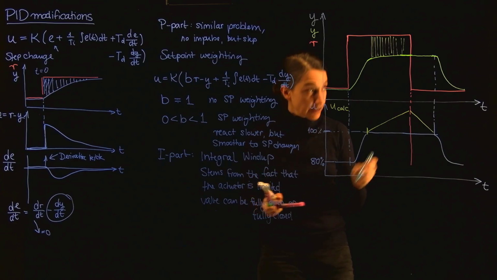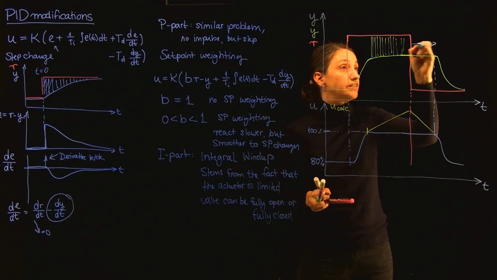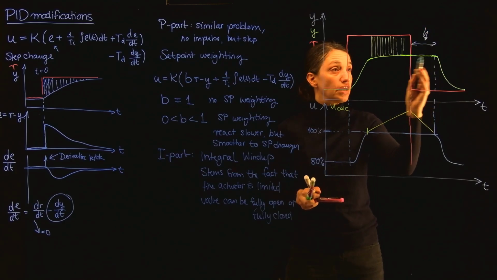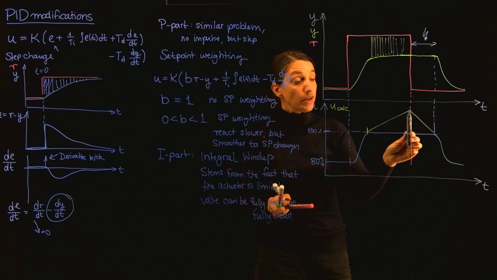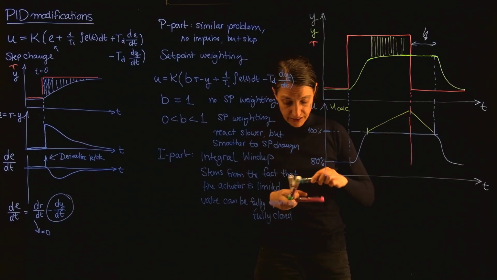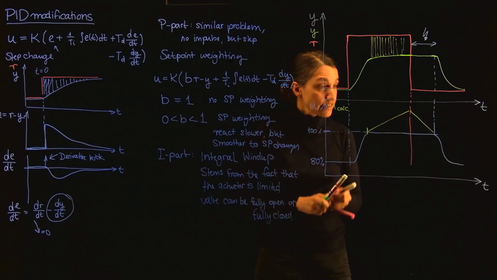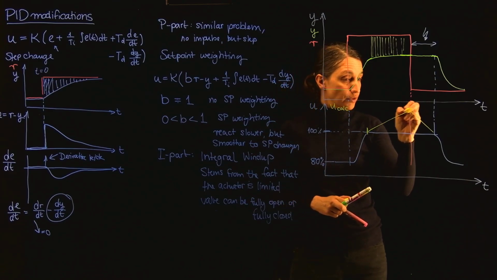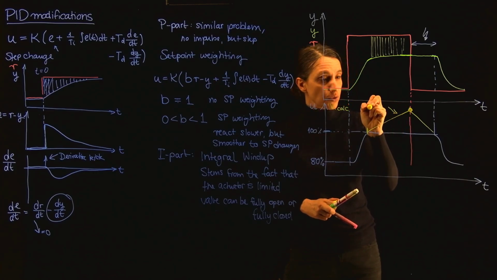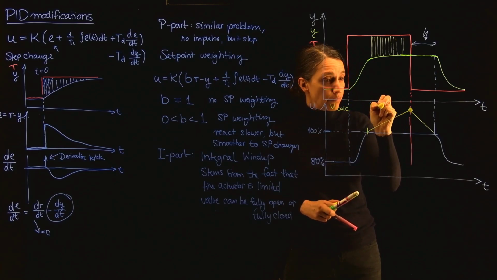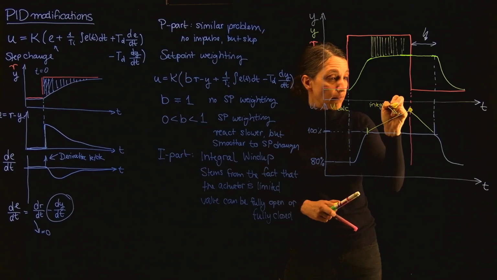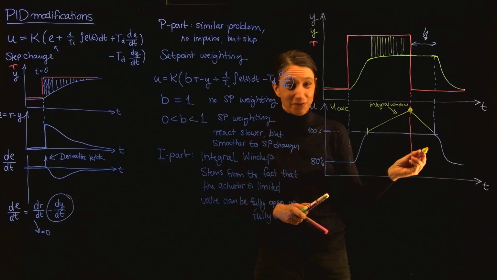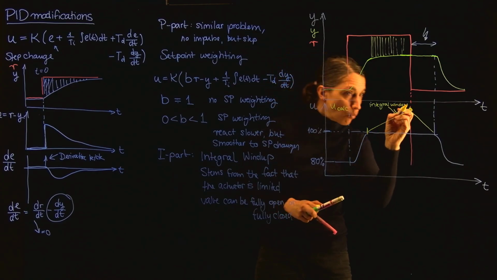So the problem here is this particular part here. This is the problem here. This takes too long to come back, and it happens because we had integral wind up, and the integral wind up bit is here, this part here. We can call this point here, this is where it builds up. This is called the integral wind up, which would have to be followed by an integral wind down.